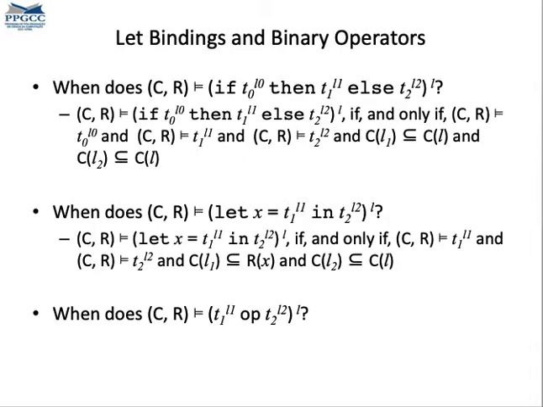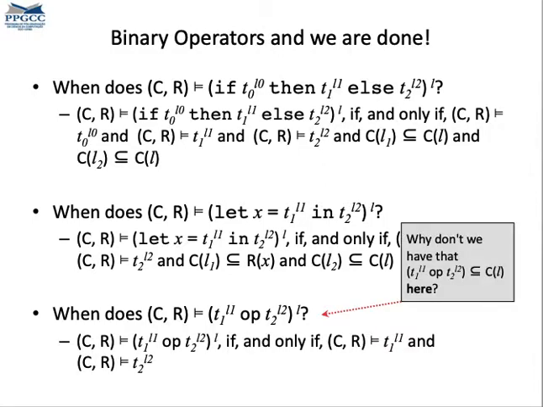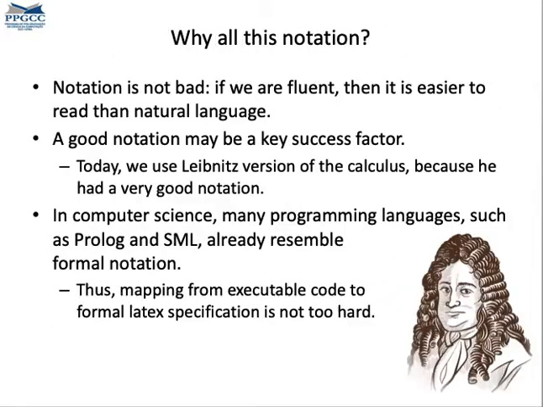Let's now analyze binary operations. That's an easy case compared to the applications and let expressions that we have seen before. When we have a binary expression, we simply analyze the two parts of it recursively. So if CR satisfies T1 at L1 and T2 at L2, then it satisfies the combination of T1 and T2 via a binary operation. I know the notation was a bit heavy, but that's a good thing.